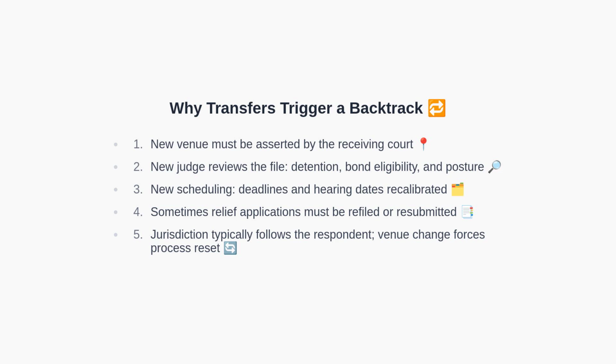To visualize this, let's walk through a flowchart of the transfer process. This flowchart begins with a case set for a merits hearing in Court A. After the detained respondent is transferred across state lines, we ask whether the venue remains the same. If not, venue changes to Court B, where a new judge first asserts venue, reviews the file for detention and bond questions, and evaluates the procedural posture. The judge then sets new deadlines and dates and, where required, requests refiling of applications or exhibits. The process culminates in scheduling a new master calendar hearing in Court B. If the venue had remained the same, the existing schedule might be maintained if local rules and logistics permit.